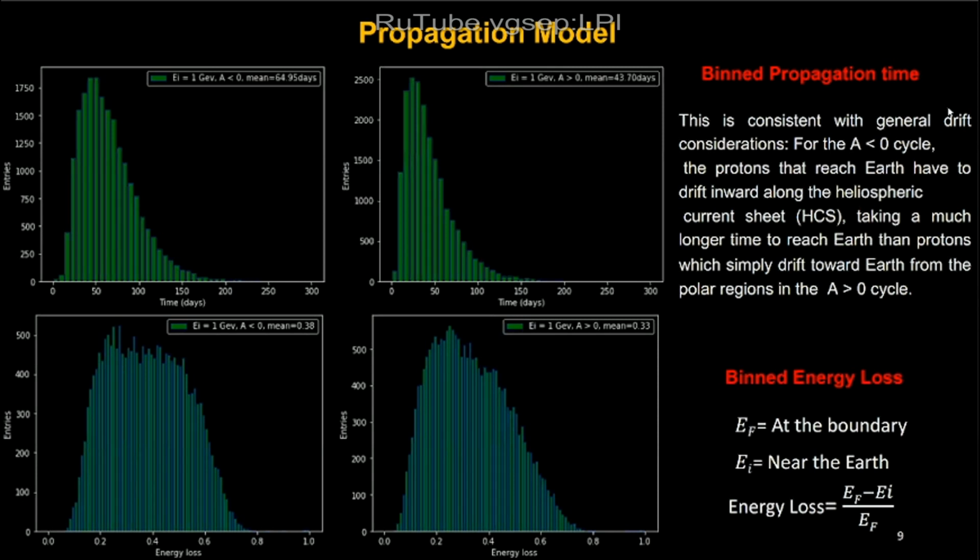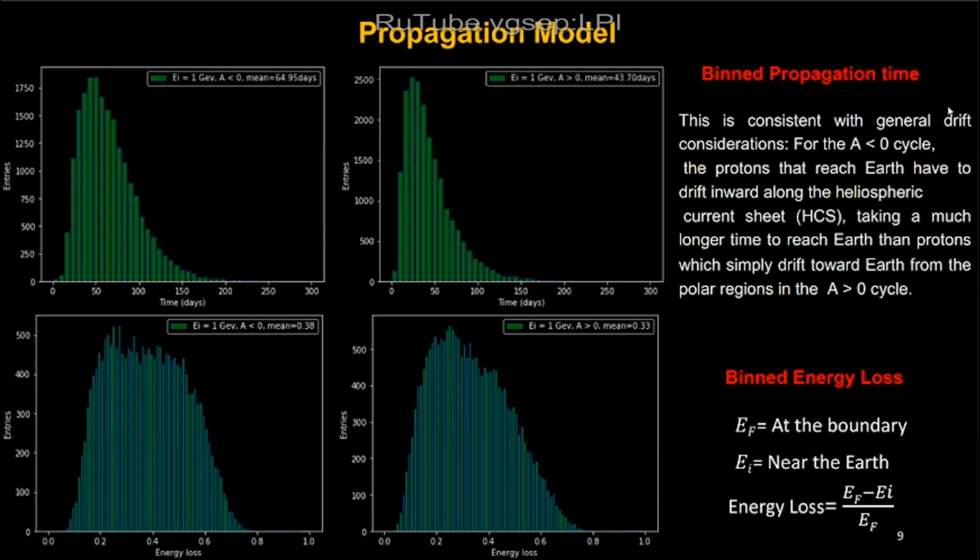So in these two different polarity regimes, how can we compare propagation times? In the negative polarity, the propagation time is longer compared to the positive one, which is shorter. Consequently, we also expect their energy loss to be higher. So they lose more energy compared to the positive polarity.